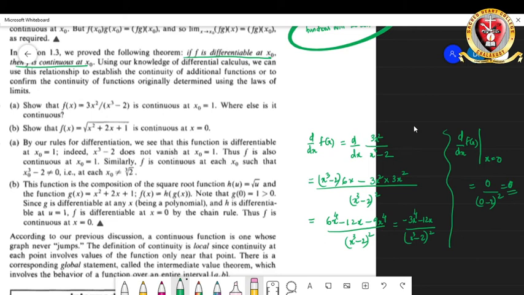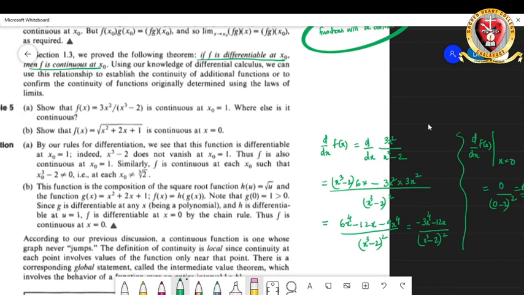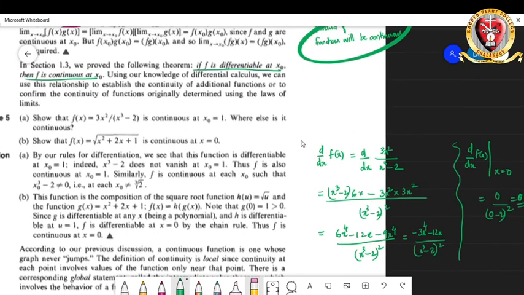So the function is continuous at x naught is equal to 1. And where will the continuity be lost? We know that if a function is a rational function, wherever the denominator is not equal to 0, we can guarantee the continuity of the function. So the continuity is lost when the denominator is equal to 0.